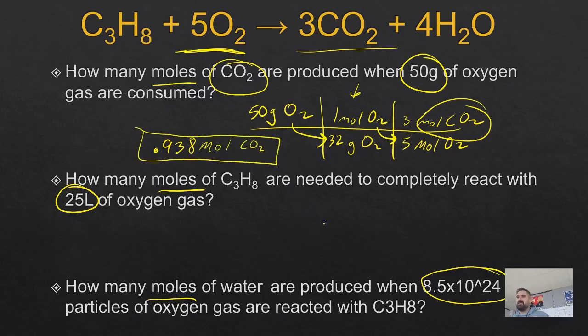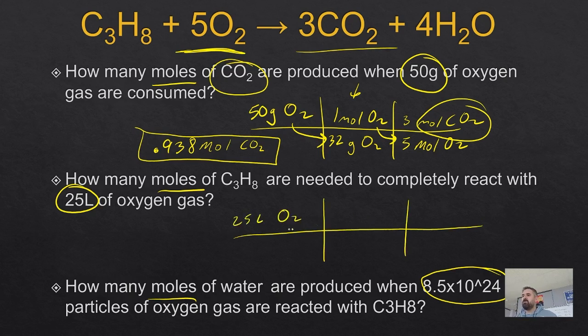All right, let's get the next one. How many moles of C3H8 are needed to completely react with 25 liters of oxygen? What's our given here? 25 liters of O2. What goes down here? Liters of O2. How many liters? 22.4. How many moles is that? 1 mole of O2. What unit goes down here? Moles of O2.